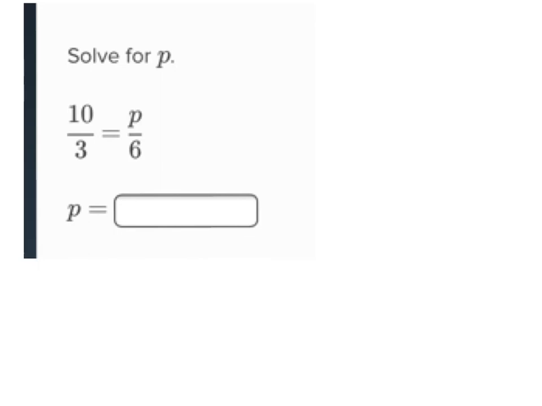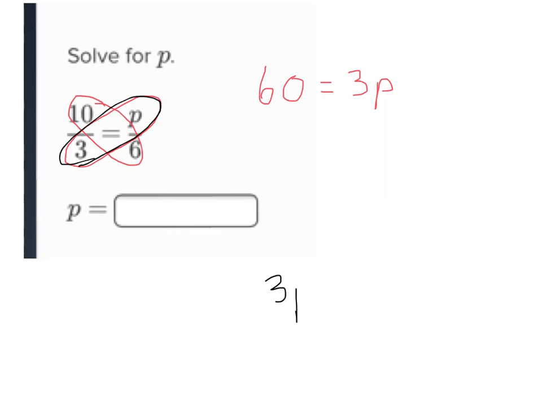So now let's solve this proportion. I've got a fraction on the left and a fraction on the right and an equal sign in the middle. So I'm going to cross multiply. Now notice it doesn't matter if I do 10 times 6 first. So let's say I did 10 times 6 is 60. And then I did 3 times p is 3p. Okay, now it doesn't matter if I do that or if I go 3 times p is 3p, and 10 times 6 is 60. Either way, I'll get the same answer.